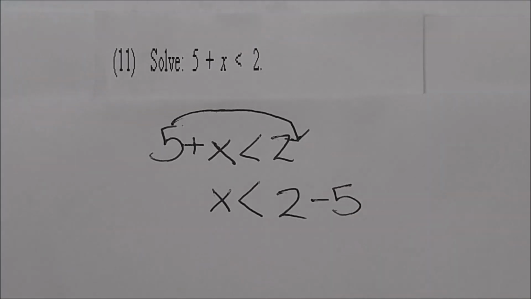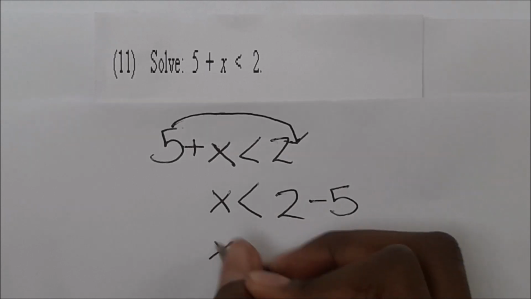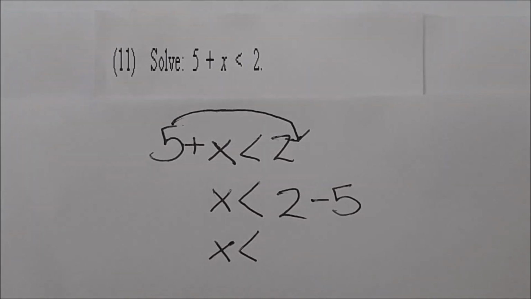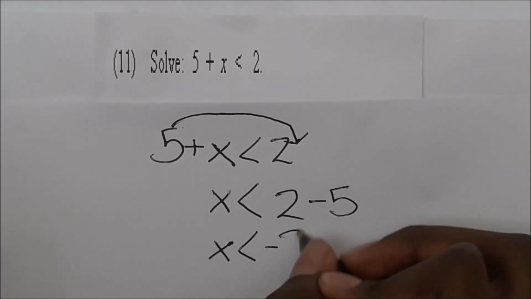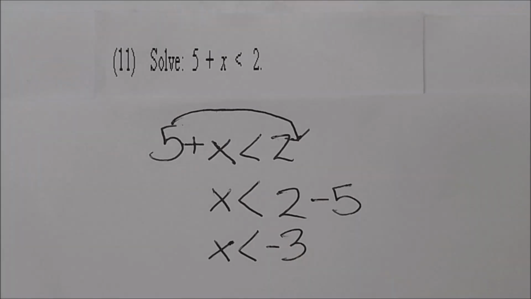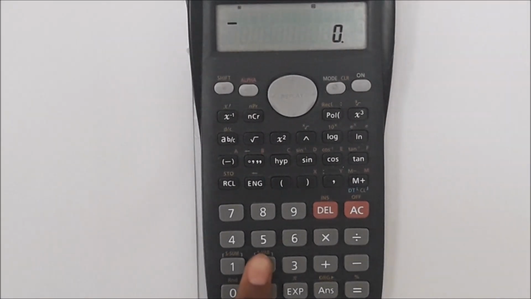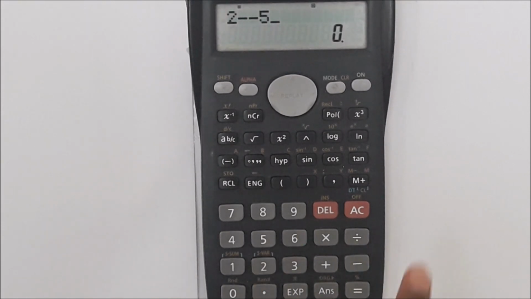X is less than. Write it again. Under the x. Less than. Was 2 minus 5? Negative 3. Negative 3. Put it in. Okay. Now you can work that on the calculator as well if you're having a problem with the integers. Go ahead, Rafaela. 2 minus, no, you put the wrong thing. 2 minus 5 equals, what's the answer? Negative 3. Very good.